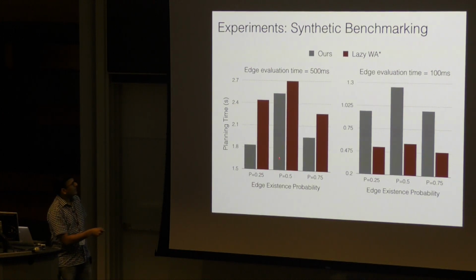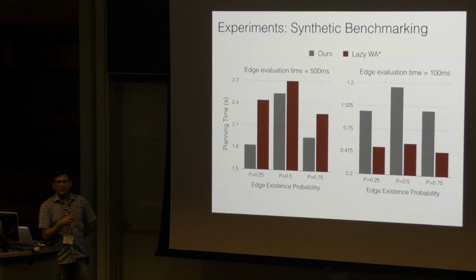So what we can see here is that we can find solutions much faster than doing lazy weighted A star. At the same time, if the edge evaluation time was lower, if it's only 100 milliseconds, then we don't quite get the same benefit. And that's intuitively because the overhead of doing ESP star and AE star is not worth it when the edge evaluation times are small.